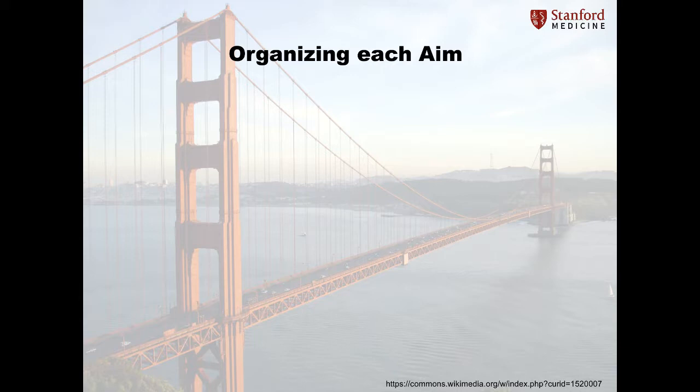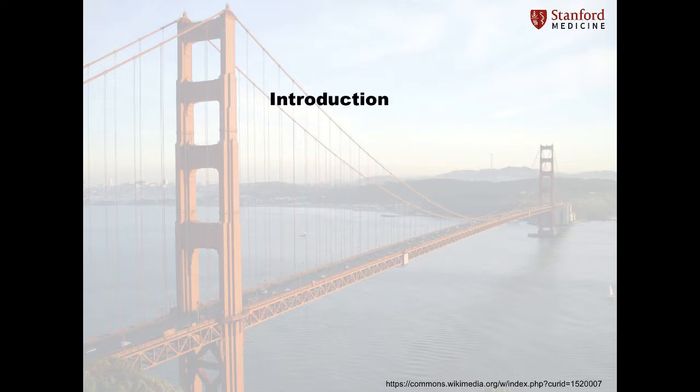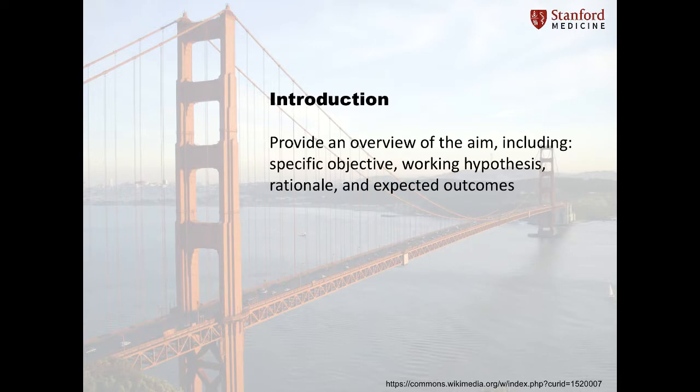So how can we organize this information into a cohesive document? Well, we can break up the aims section into 5 parts: an introductory paragraph, preliminary data, methods, expected outcomes, and alternative approaches. Your introduction should be short, about 1 paragraph, and provide the reviewers with a conceptual overview of the importance of this aim. This will include a specific objective, a working hypothesis, rationale behind the hypothesis, and expected outcomes.